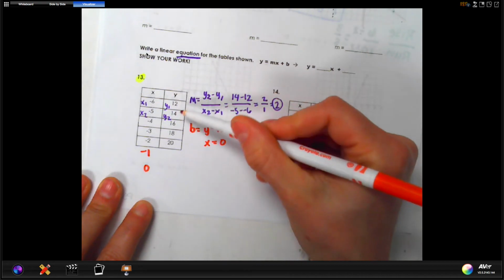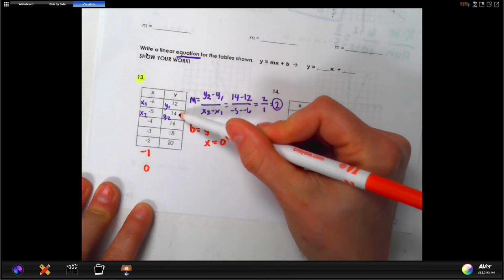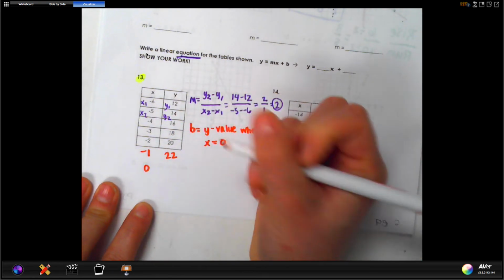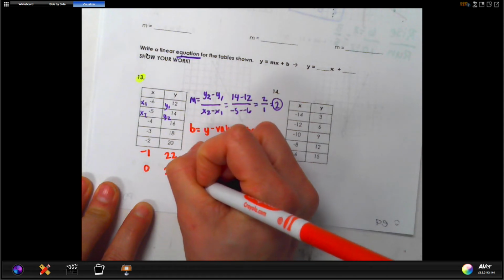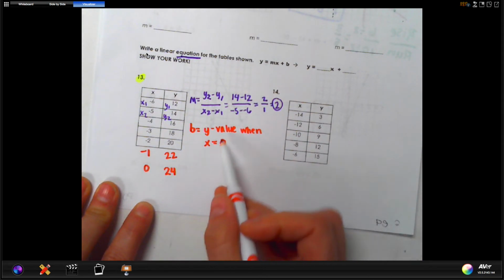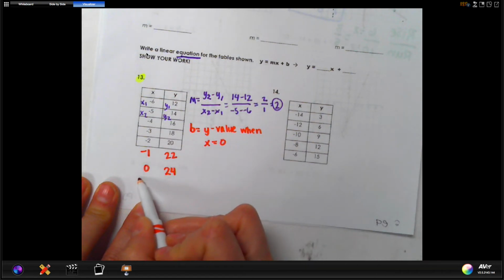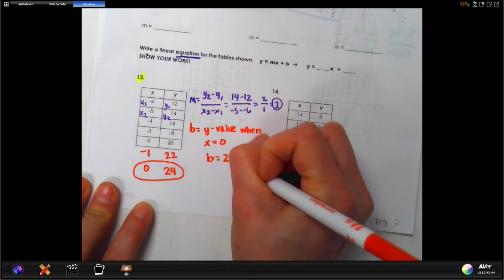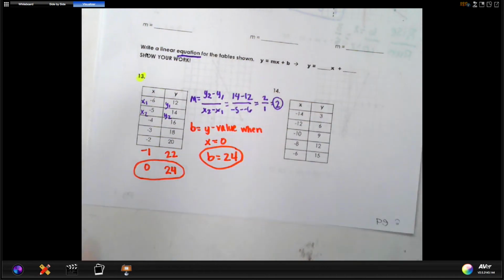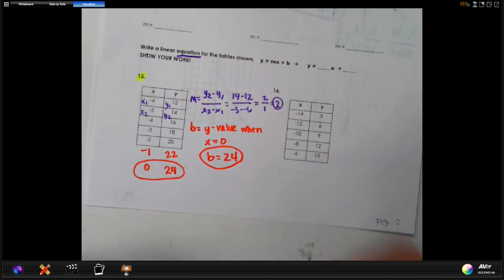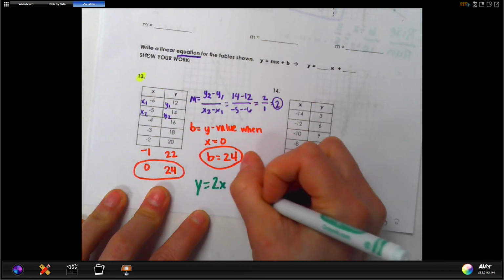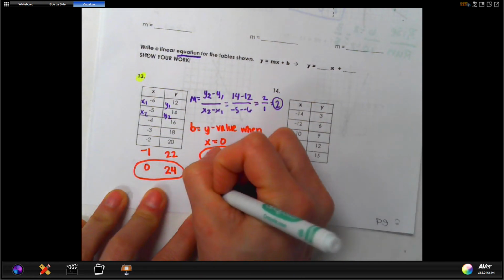So I just have to continue the pattern here. 12, 14, 16, 18, 20. The next number would be 22. It's going by twos. The next number would be 24. So this is my b value. So 0, where x is 0, y is 24. So b equals 24 in this case. Circle that. Now your final answer for the equation is y equals your slope, 2, x plus your y-intercept, 24. This is the final answer here.